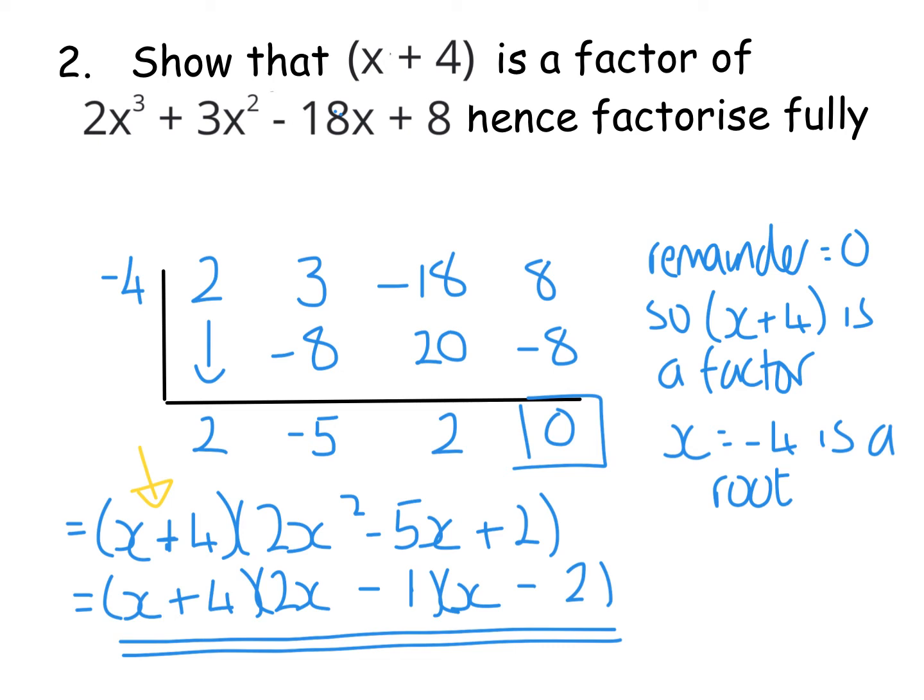So remember, a quick look at the end, your first 3 terms should all multiply to 2x cubed, which they do. You've got x times 2x times x. That gives you your 2x cubed. So we know we've got the 3 factors there.